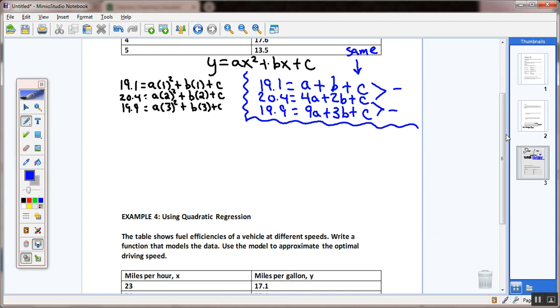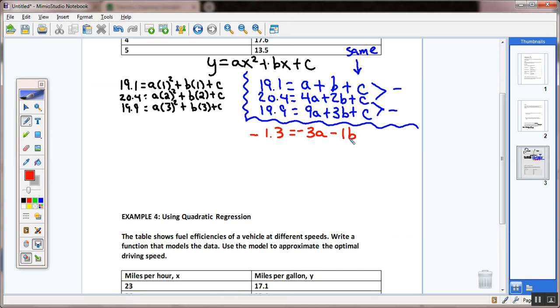So help me, kids. What's 19.1 minus 20.4? Negative 1 point something 3. Good. What's a minus 4a, kids? Negative 3a, right? How about b minus 2b? Minus 1b. How about the c minus c? We're punting. Get out of here, right? C's are gone. First one. Okay, next one.